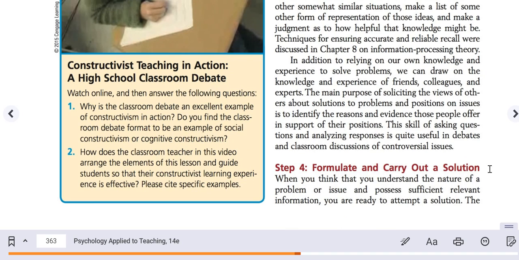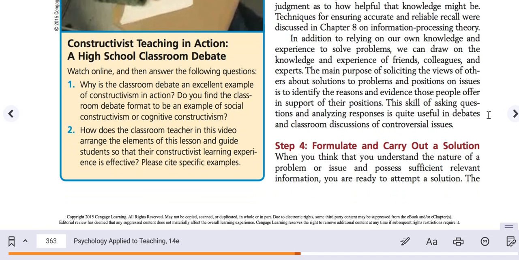In addition to relying on our own knowledge and experience to solve problems, we can draw on the knowledge and experience of friends, colleagues, and experts. The main purpose of soliciting the views of others about solutions to problems and positions on issues is to identify the reasons and evidence those people offer in support of their positions. This skill of asking questions and analyzing responses is quite useful in debates and classroom discussions of controversial issues.